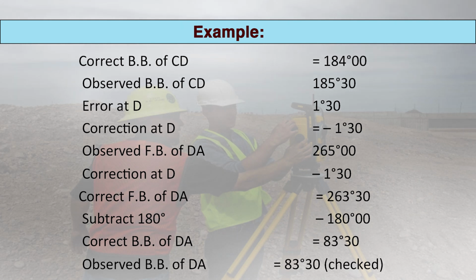Now, we will subtract 180 degree from correct forebearing of DA to calculate the correct back bearing of DA as 263 degree 30 minutes minus 180 degree, which will result in 83 degree 30 minutes. Now, this will be same as the observed back bearing of DA, which is given as 83 degree 30 minutes.